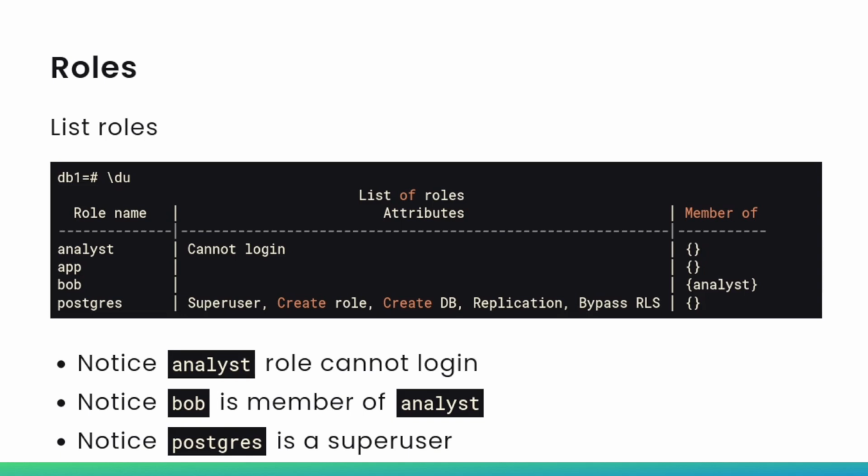So if you issue the command \du, you can see a list of all the roles in the database. Notice that the analyst role is not a user, so it can't log in by default. We have app and Bob, which we created. You can see that Bob is a member of analyst. And we also have Postgres, which is the superuser that comes with every installation of Postgres.